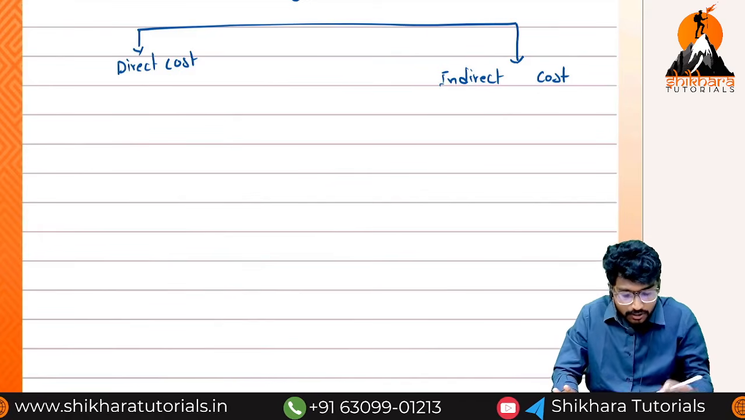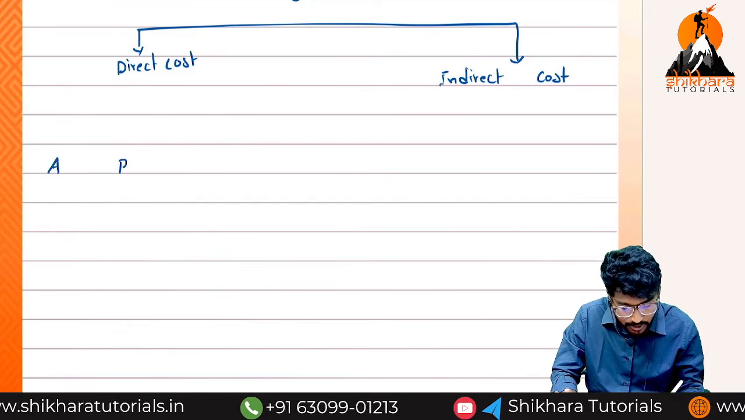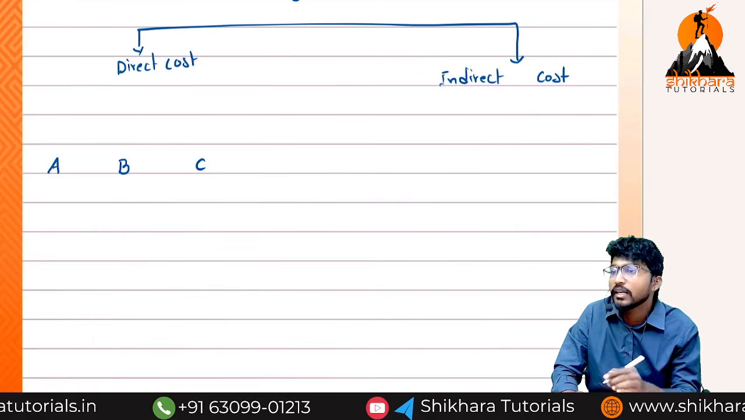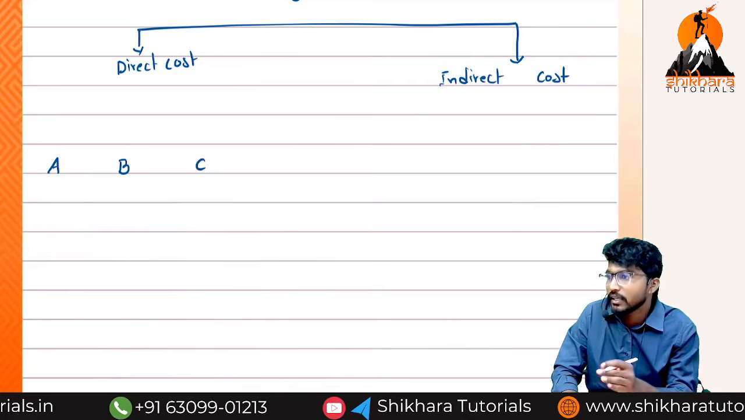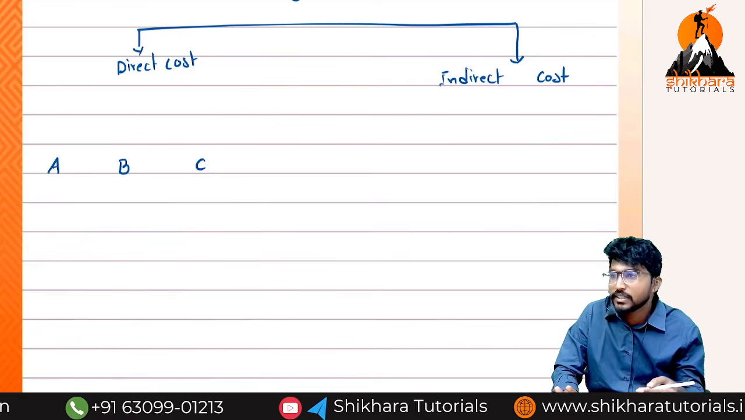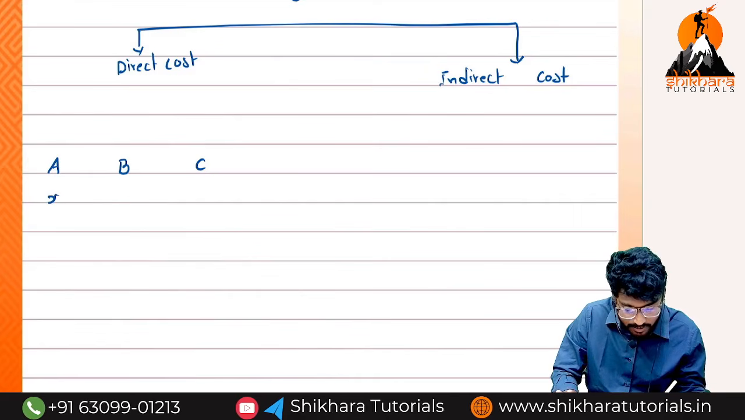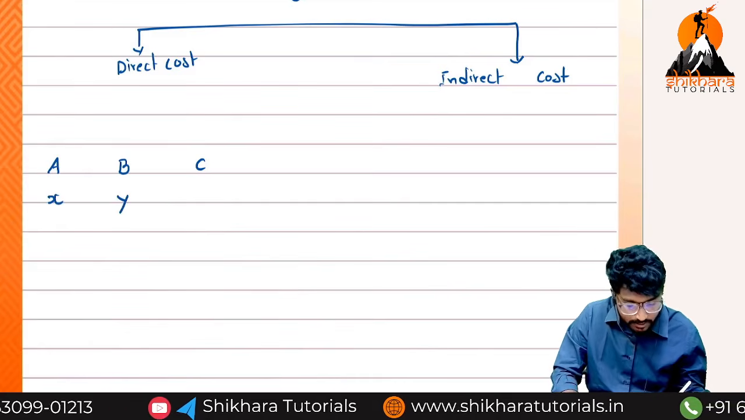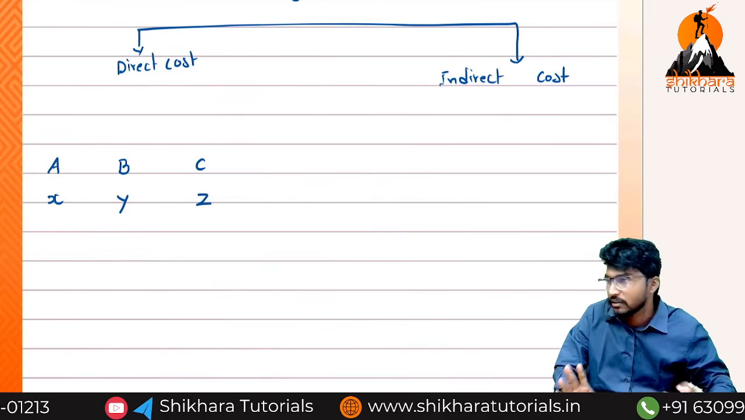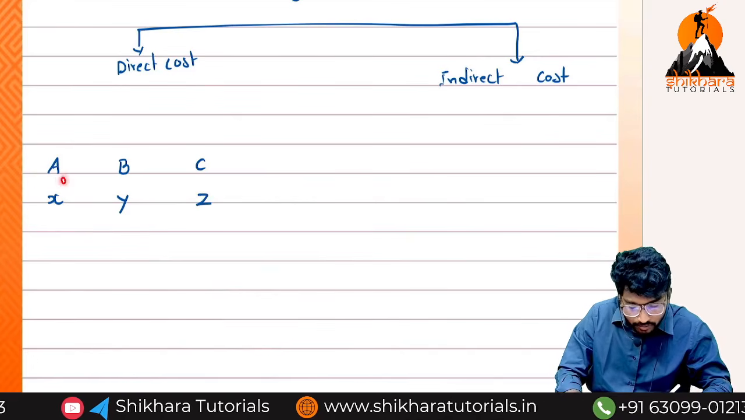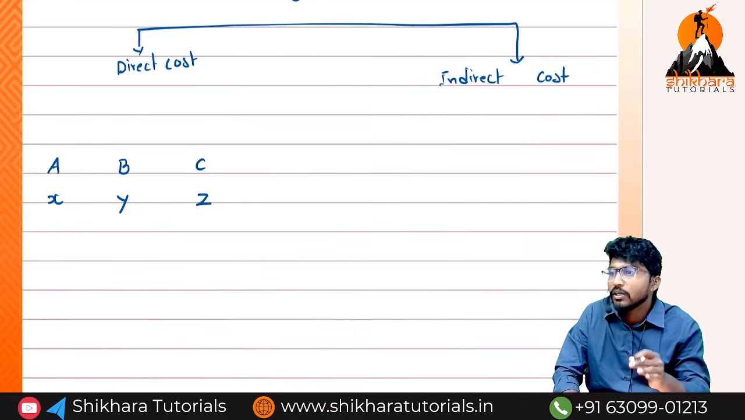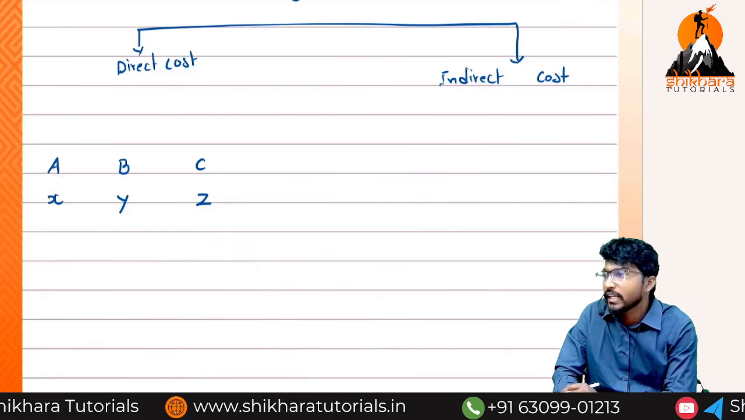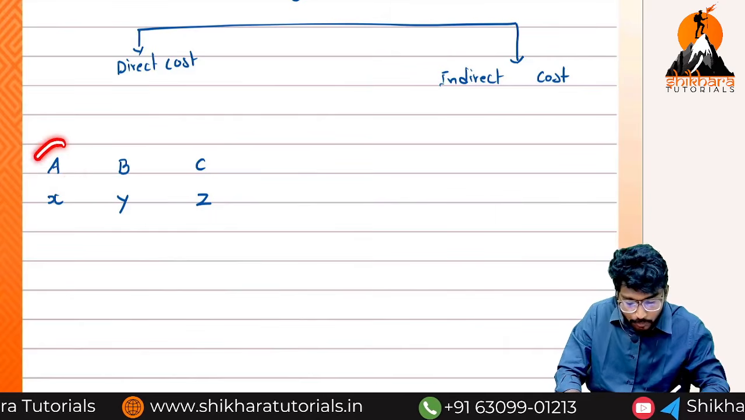Like there are three products A, B, C. These are the products. We are incurring ingredients for preparing these products. For A, X is required. For B, Y is required. For C, Z is required as a raw material. Now, whatever amount of expenses we incurred on purchasing the raw material X will be given to which product?